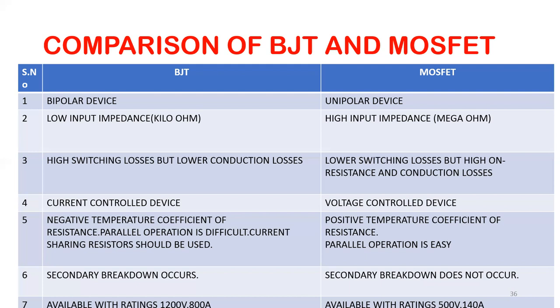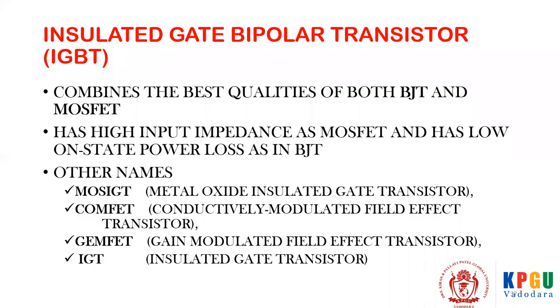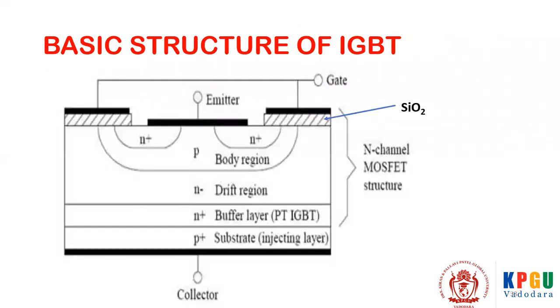BJT has a negative temperature coefficient of resistance, so parallel operation is difficult in case of BJT, while it is the other way around for MOSFET. Secondary breakdown is there in BJT, which is not there in MOSFET. And as you can see, the BJT is available up to 1200 volt, 800 ampere, while MOSFET is not available in that high power range. So the insulated gate bipolar transistor IGBT combines the best qualities of both BJT and MOSFET, as we have seen: the high input impedance of MOSFET and low on-state power loss of BJT. So these are the other names.